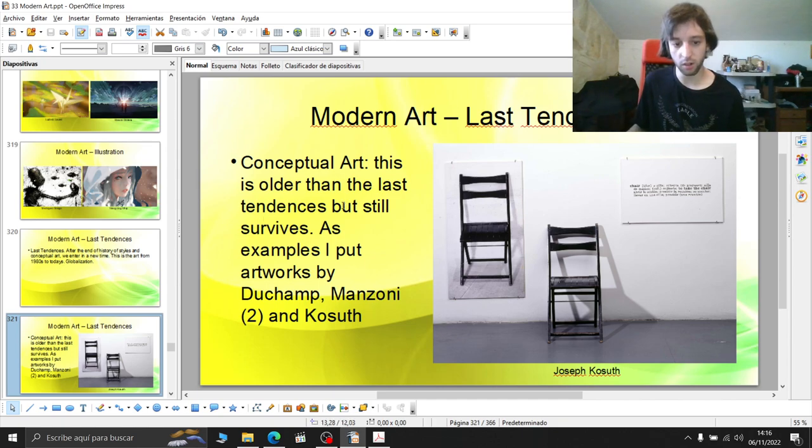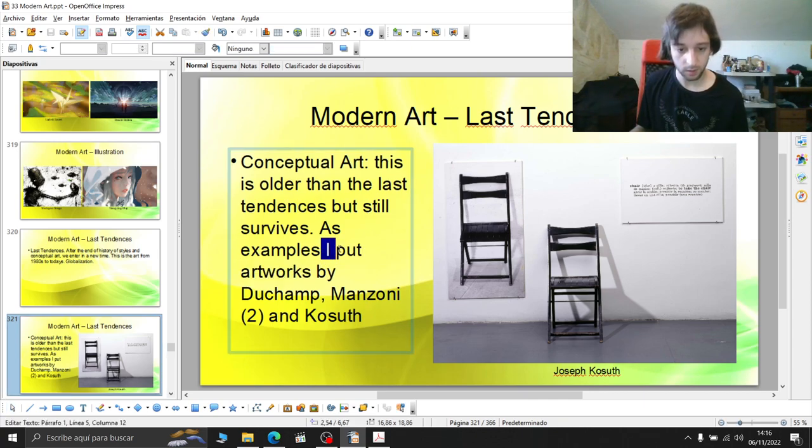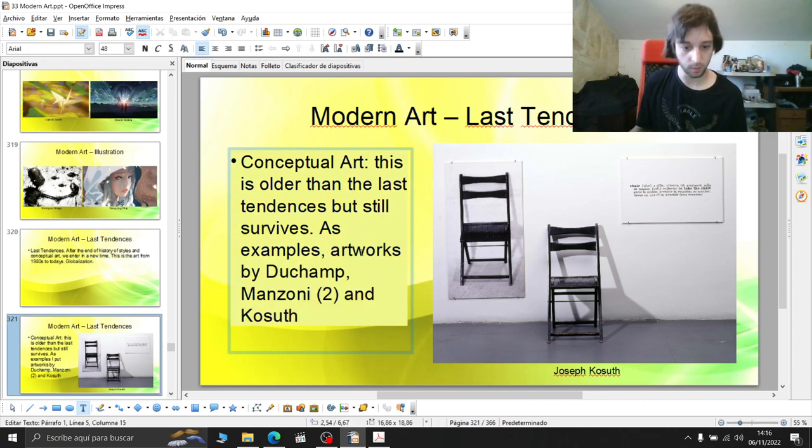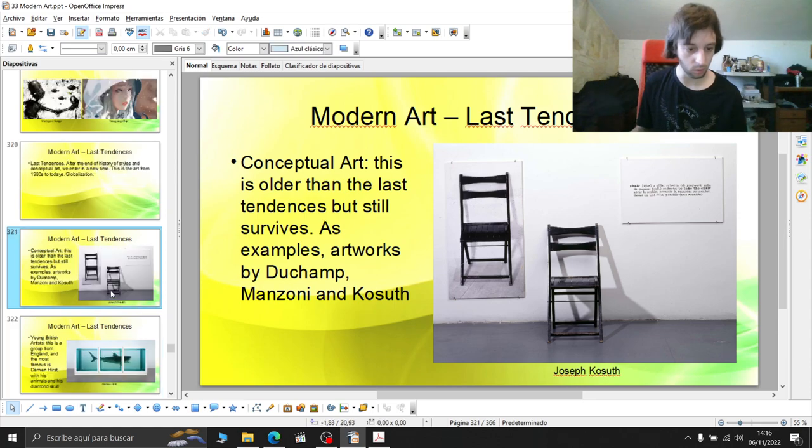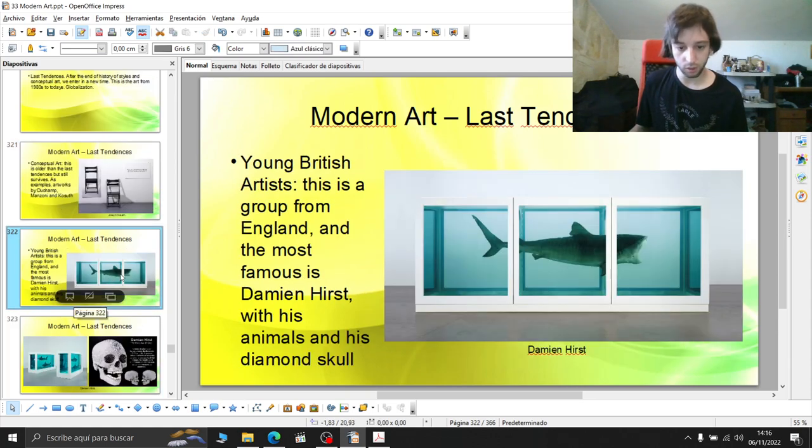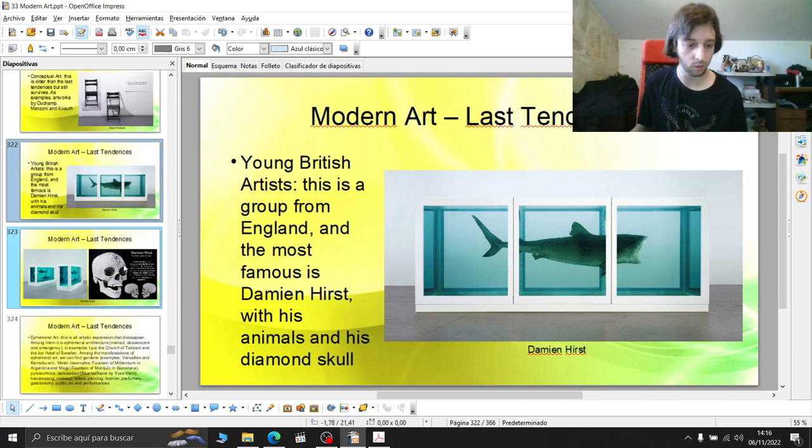Conceptual art. This is older than the last tendencies, but still survives. As examples, artworks by Duchamp, Anthony, and Kossuth. Here you have Kossuth. Young British artists, this is a group from England, and the most famous is Damien Hirst with his animals and his diamond skull.